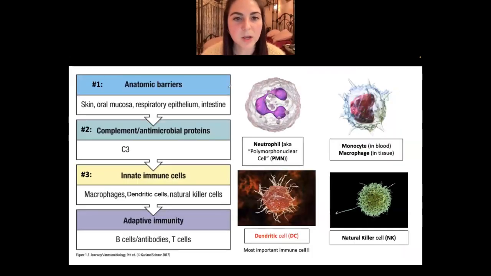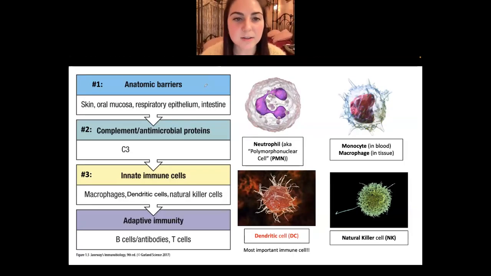So this is kind of like the three tiers, right? First we have our anatomic barriers. This is like that immune exclusion. So your skin, your mucosa, the respiratory epithelium, the intestine. I mean, bacteria and viruses can enter by various different routes, and there are always these barriers in place to try and not even let them enter.